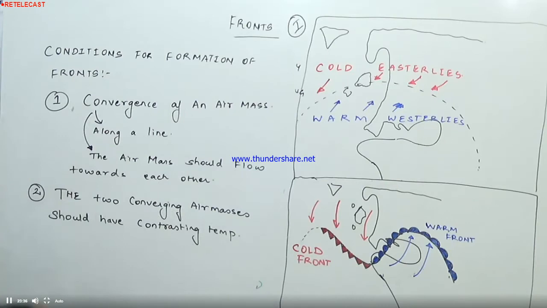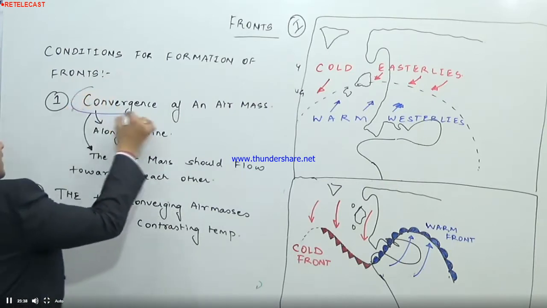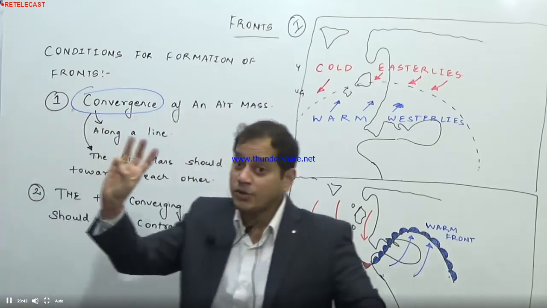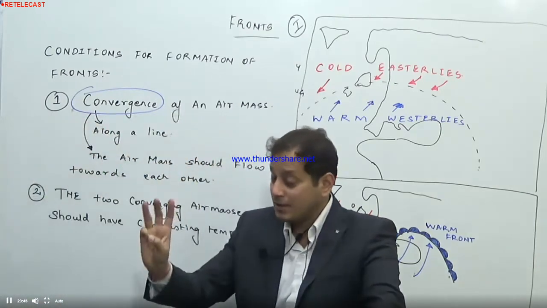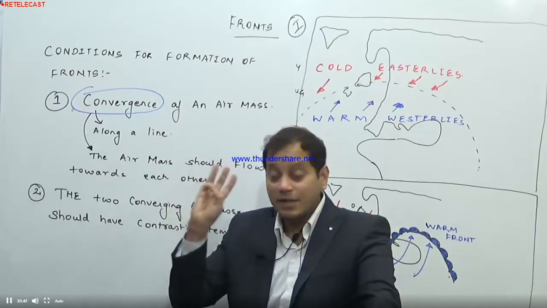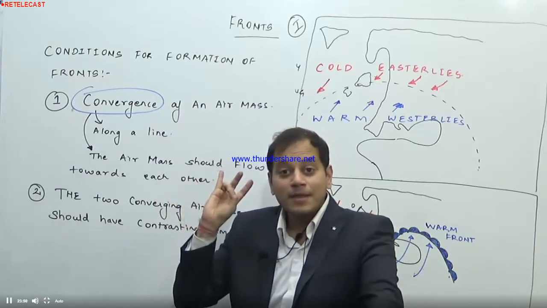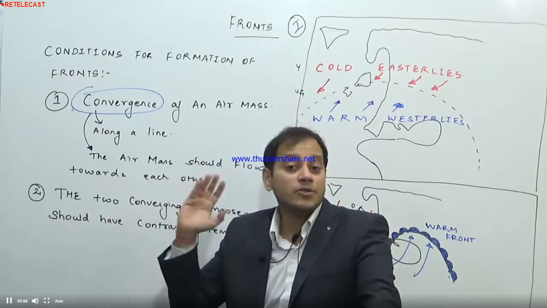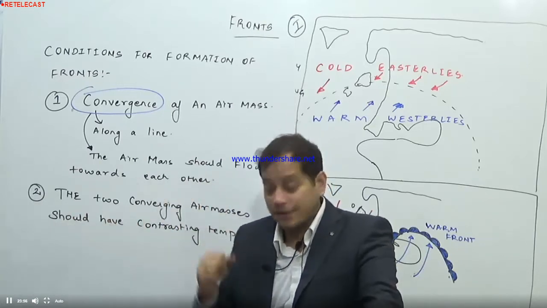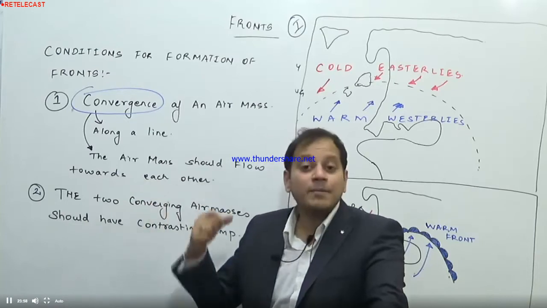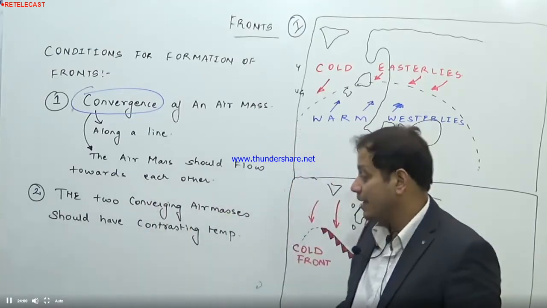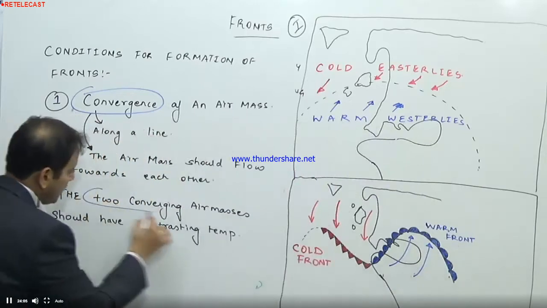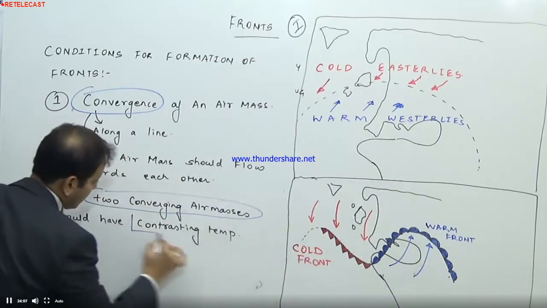First condition is there should be convergence of an air mass. This explains why the fronts are not formed in horse latitudes, because there is a divergence, not convergence. This also explains why the fronts are not formed in the polar high pressure belt, because the wind moves out from there. It is not converging, again a kind of divergence. The second point is that the two converging air masses should have contrasting temperatures.